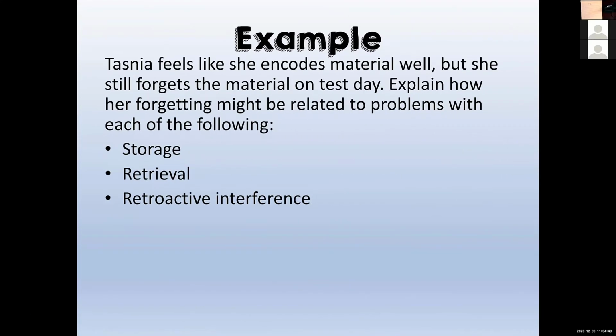So let's talk about Tosnia, right? So this is a shortened FRQ. We got 3 bullet points here. Tosnia feels like she encodes material well, but she still forgets the material on test day. Explain how her forgetting might be related to problems with each of the following. And our terms are storage, retrieval, and retroactive interference.